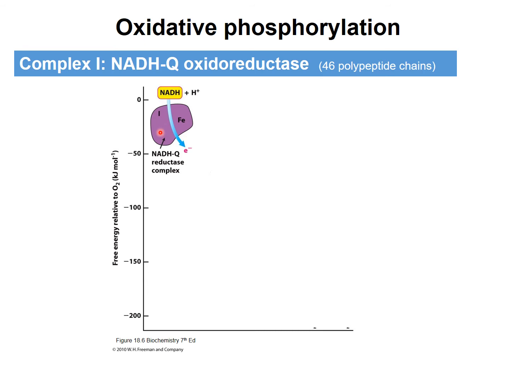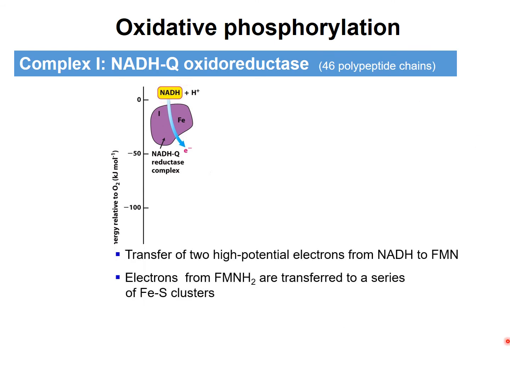The first functional group to receive the electrons from NADH is a prosthetic group that is attached to complex 1, known as FMN, or the flavin mononucleotide molecule. In doing so, FMN is reduced to FMNH2, and then the electrons are transferred from FMNH2 to a series of iron-sulfur clusters, which is another prosthetic group found in complex 1. An iron-sulfur cluster has a central iron that is coordinated by 4 cysteine side chains, and you can find similar iron-sulfur clusters in other protein complexes as well.